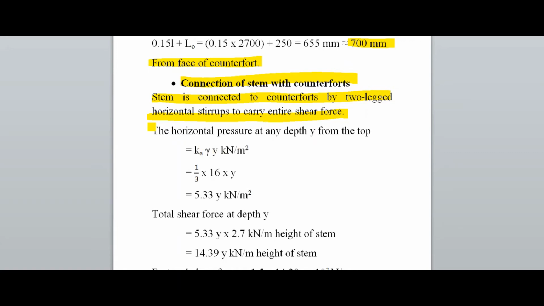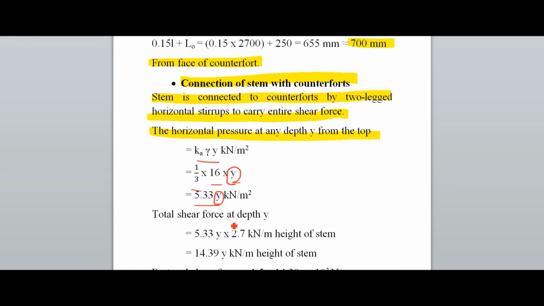So horizontal pressure at any depth y from the top, Ka into gamma into y kilonewton per meter square. So 1/3 into 60 into y, so 5.33 y kilonewton per meter square. Depth y is not provided because the pressure will change when y changes. So by the effect of the depth, we can change the design at every single level.